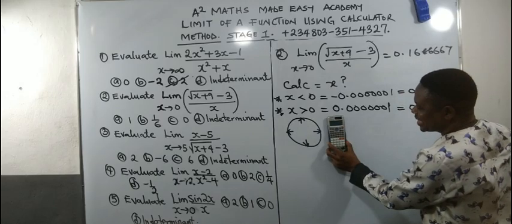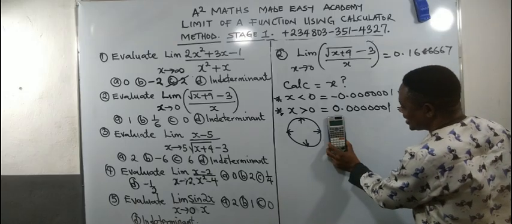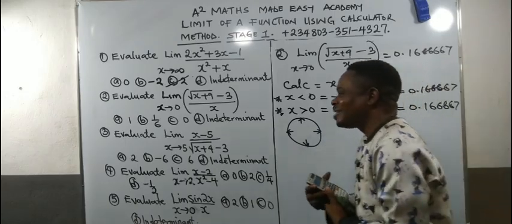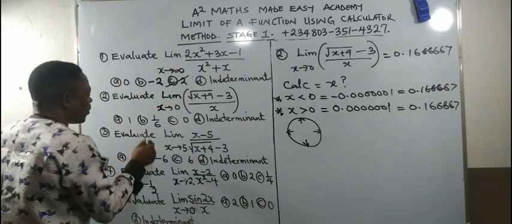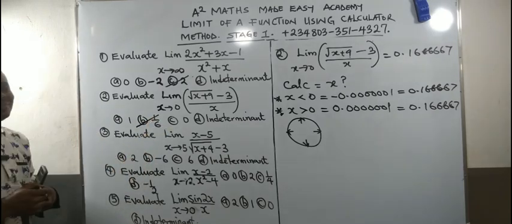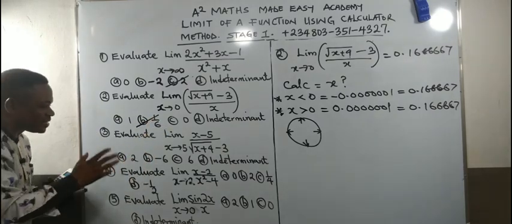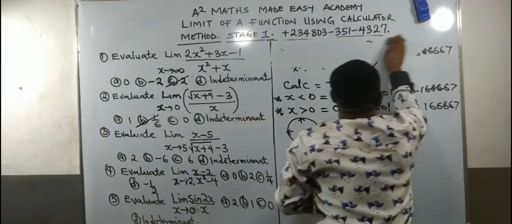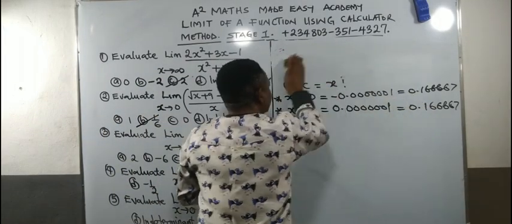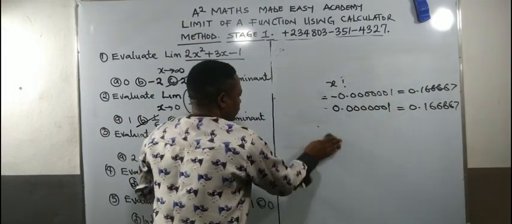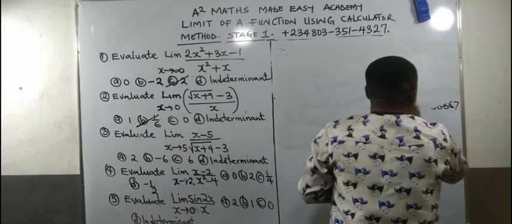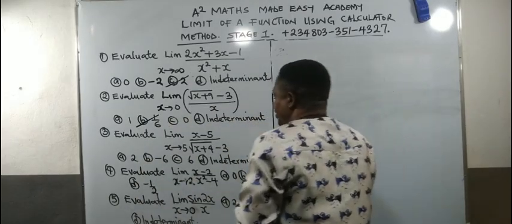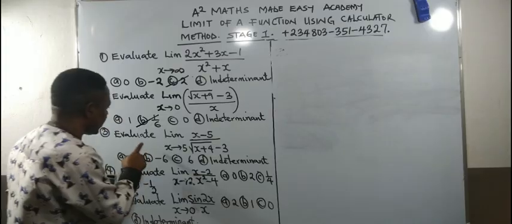Oh my goodness, it has given me 0.166666. So the answer in the option is option B. Do you understand? Now, if that is clear, let's move to question number 3. Watch. Question number 3. What is question number 3?